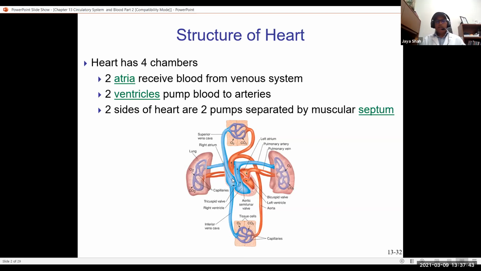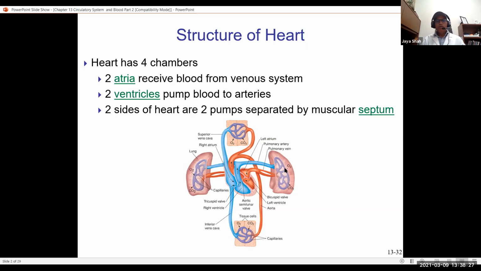So from the right atrium, blood then passes through the valve that is called the tricuspid valve, and then it comes to the right ventricle. From the right ventricle, blood passes through another valve that is called the pulmonary semilunar valve, and then it goes to the pulmonary trunk, and through the right and left pulmonary arteries, it goes to the right and left lungs. You see, this is blue blood. That means it is deoxygenated blood. It is poor in oxygen.